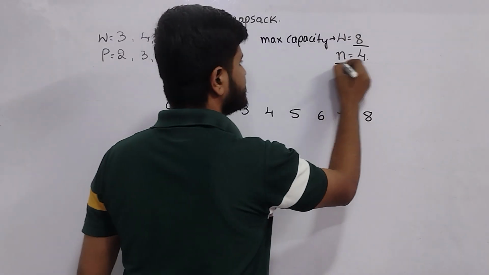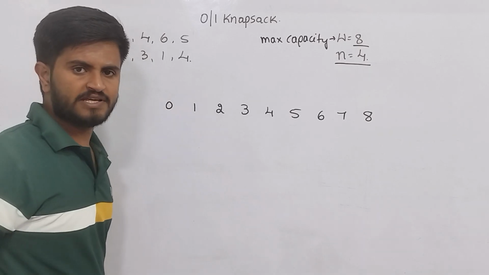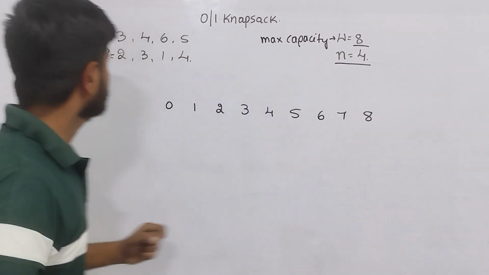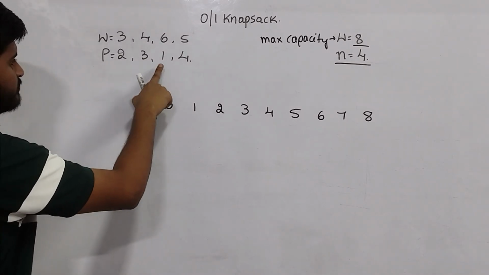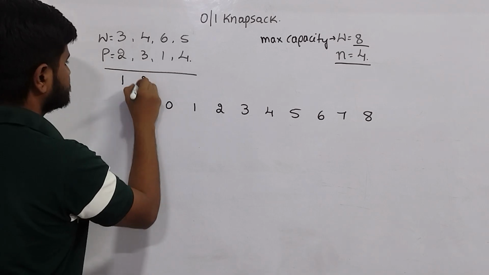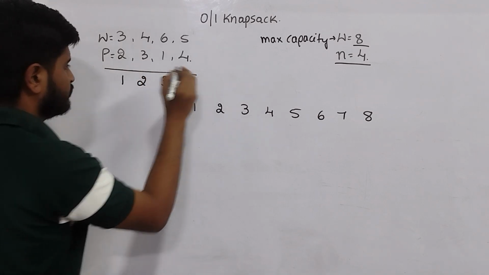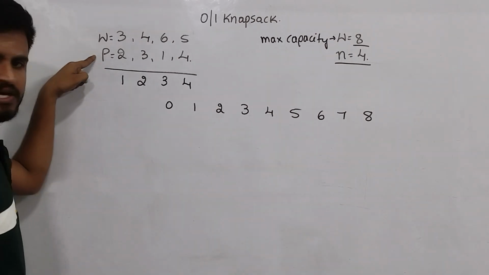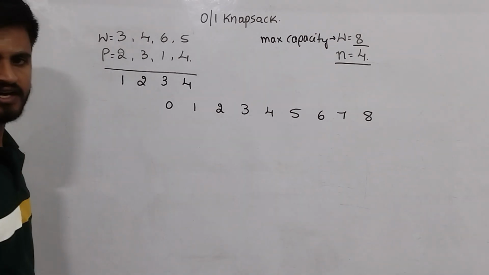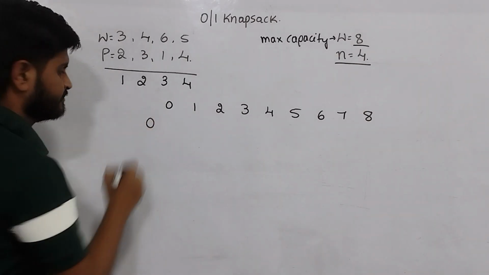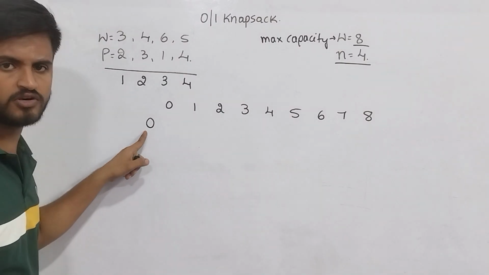Now n is equal to 4. N means the number of items, or you can call them objects. Here we have 1 object, 2 object, 3 object, 4 object. So let's write them: first object, second object, third object and fourth object. Their respective profits and weights are given, P means profit, W means weight. Write 0 here, so 0 is the 0th item.